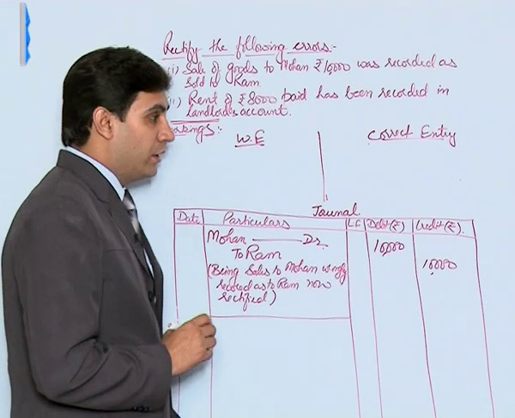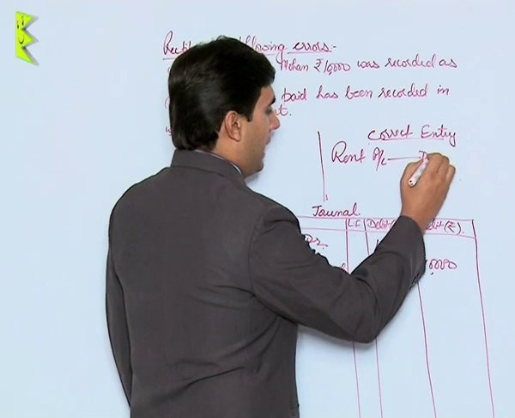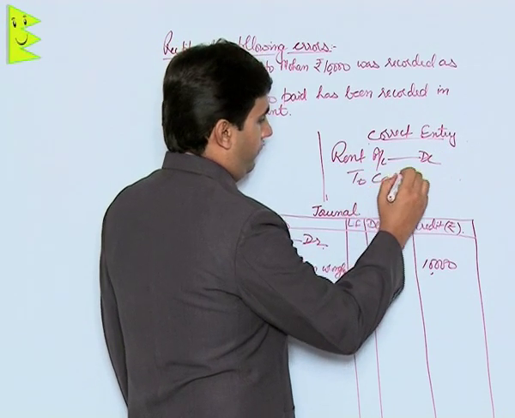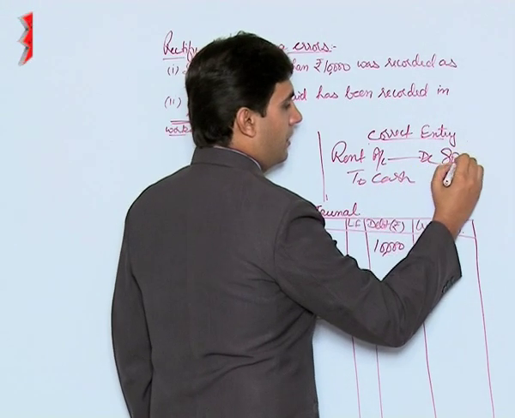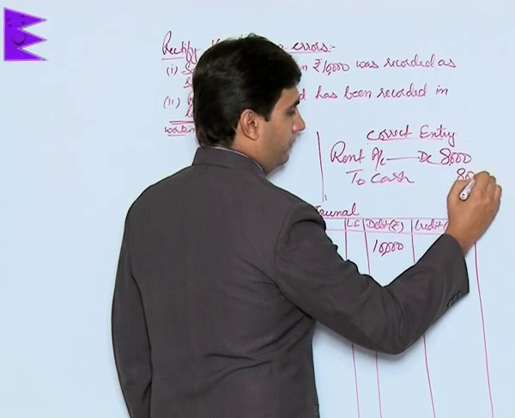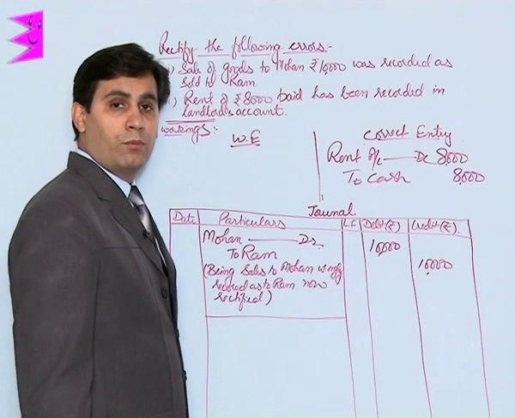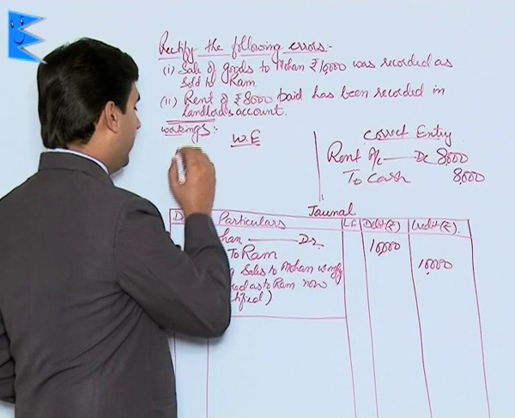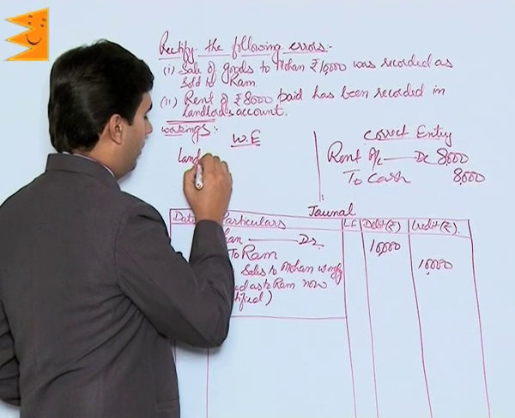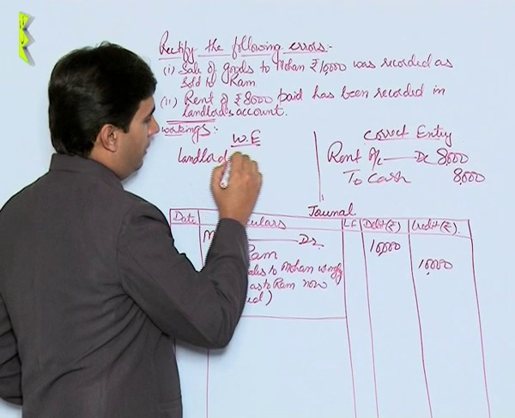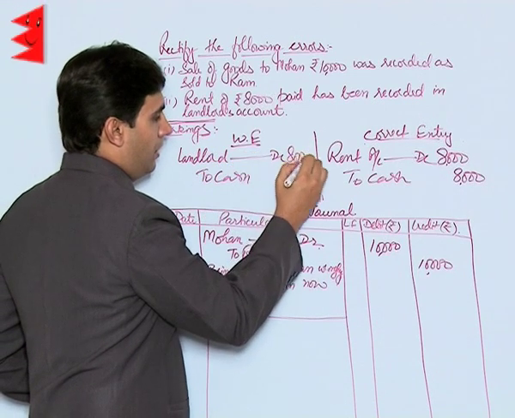Once we pay rent, the entry would be rent account debited to cash. Rent account debited to cash, rupees 8,000. This should have been the correct entry. But what we have done is, we have wrongly debited it through landlord's account. So we have done is landlord debited to cash 8,000.